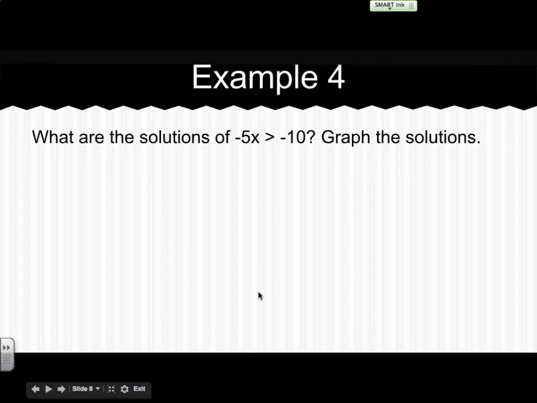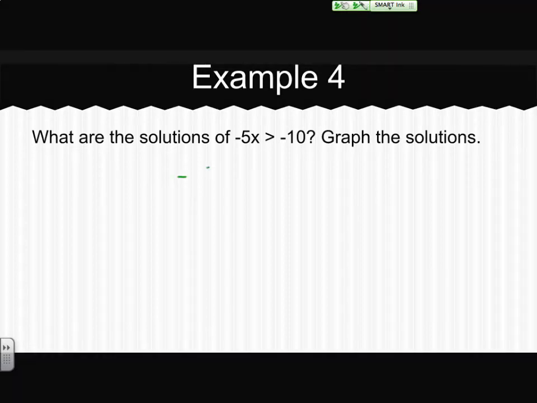Example 4 says, what are the solutions of negative 5x is greater than negative 10? Okay, so I'm going to rewrite this. Negative 5x is greater than negative 10. I want to solve for x, so to solve for x, I'm going to divide both sides by negative 5. Now notice I'm dividing by a negative number, so that means I'm going to have x. I'm going to flip my inequality. X is less than, a negative divided by negative is a positive, so I get 2.